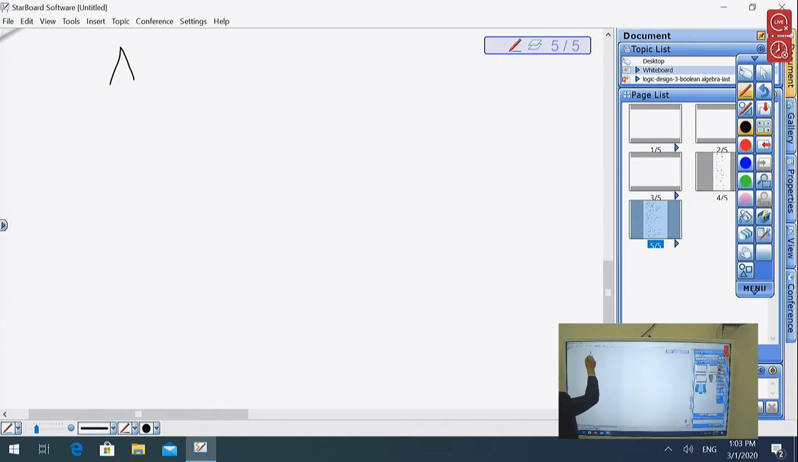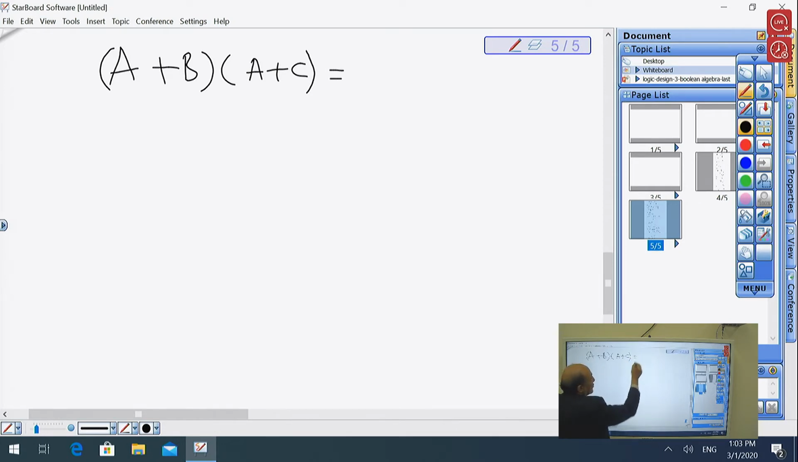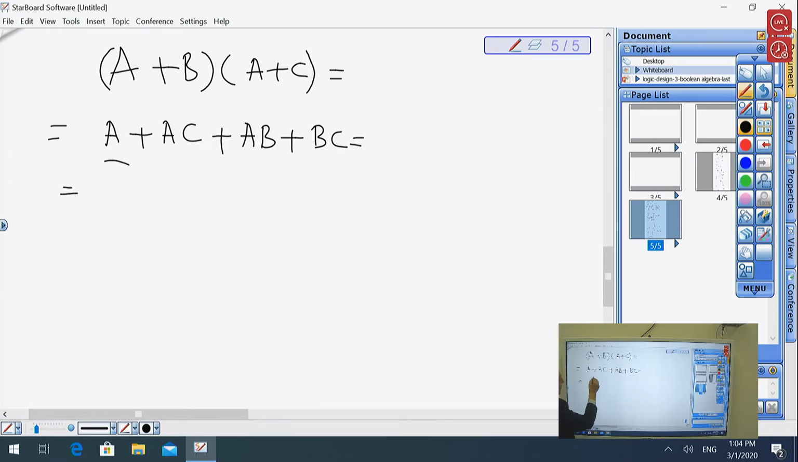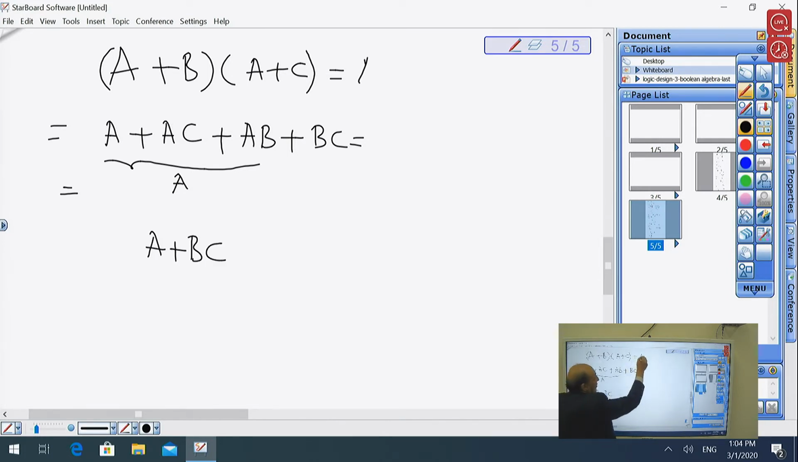Next, for example, if we have A or B, A or C. This is equal to, now A and A is A, or A and C, or B and A, or B and C, which is equal to, these together are A. So we have A or B C.